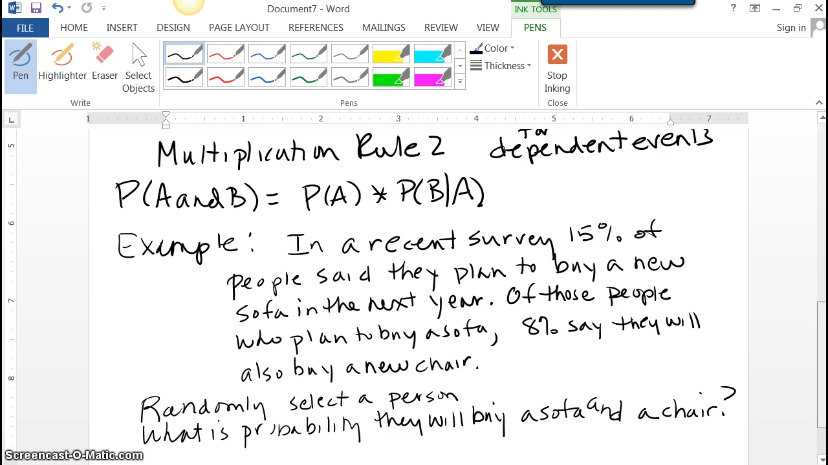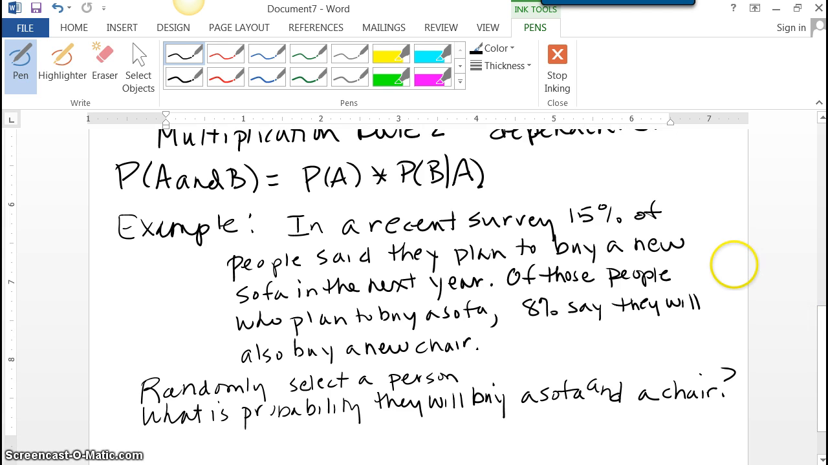It says in a recent survey, 15% of people said they plan to buy a new sofa in the next year. And then it says of those people, so they're just talking about these 15%, of those people who plan to buy a new sofa, 8% say they will also buy a new chair. So we're going to randomly select a person, and we want to know what's the probability that they will buy a sofa and a chair.